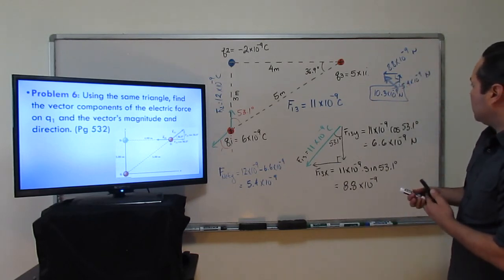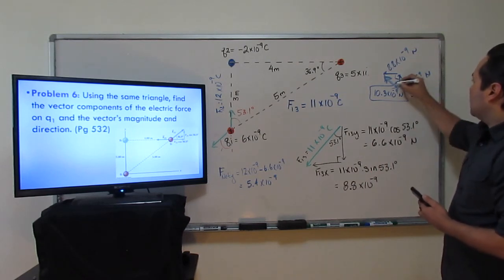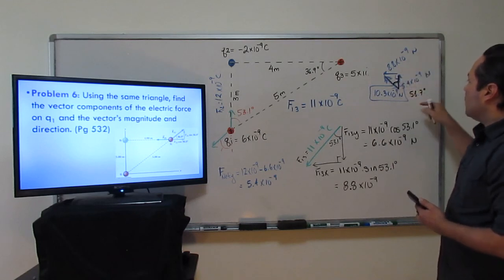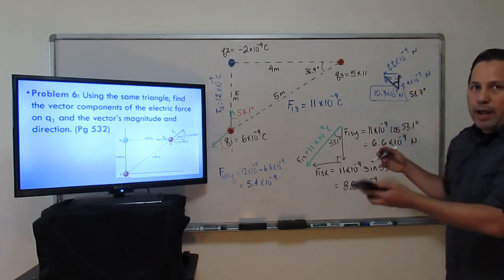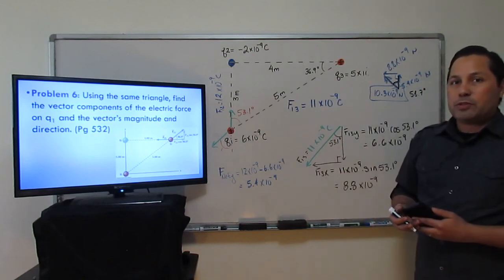Let me change the color for this angle right there. So 58.7 from the y-axis to the left of the y-axis. Alright, that takes care of problem number 6.